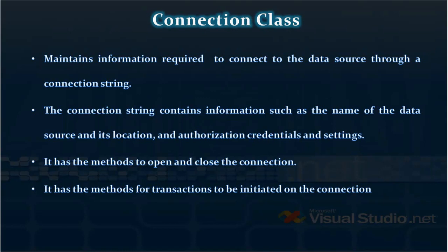Con.beginTransaction. Those who remember this will find it very easy to take it up in ADO.NET, because it's somewhat similar to JDBC. So if you remember that, this will be easier. Using a connection object only, you can create a transaction. So con.beginTransaction will come from here. The connection class has the methods for transactions to be initiated on the connection. Also, it contains other properties of the connection. We'll see that in detail when we do the program.